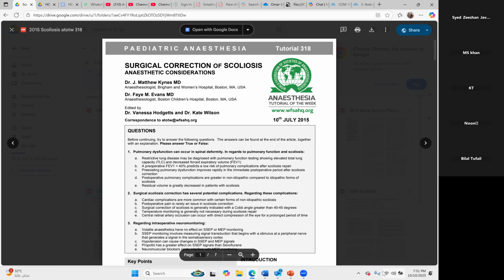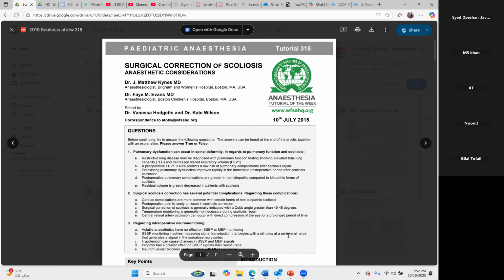What else? What do you think? What are the important points with reference to this scoliosis which are important for the anesthetist? Sir, neuro examination, sir, before surgery and after surgery, sir.